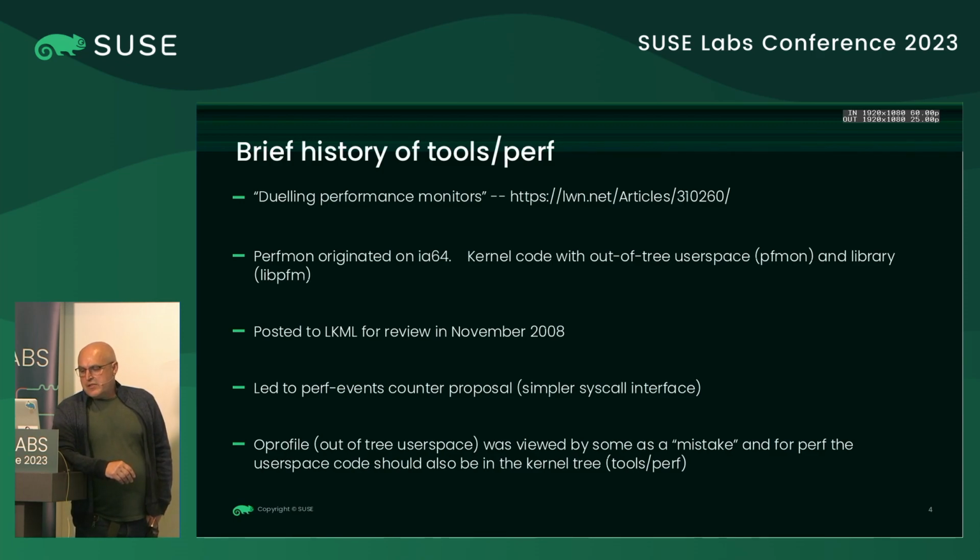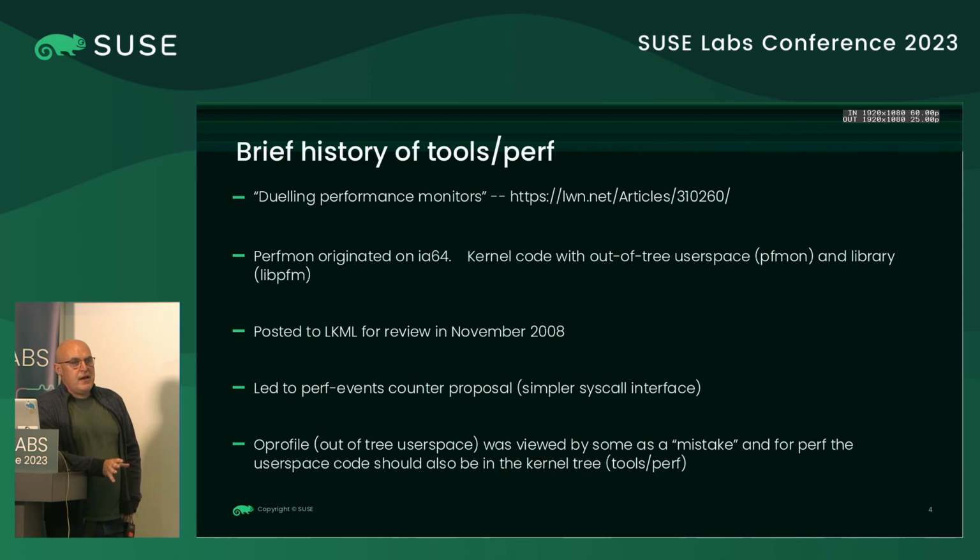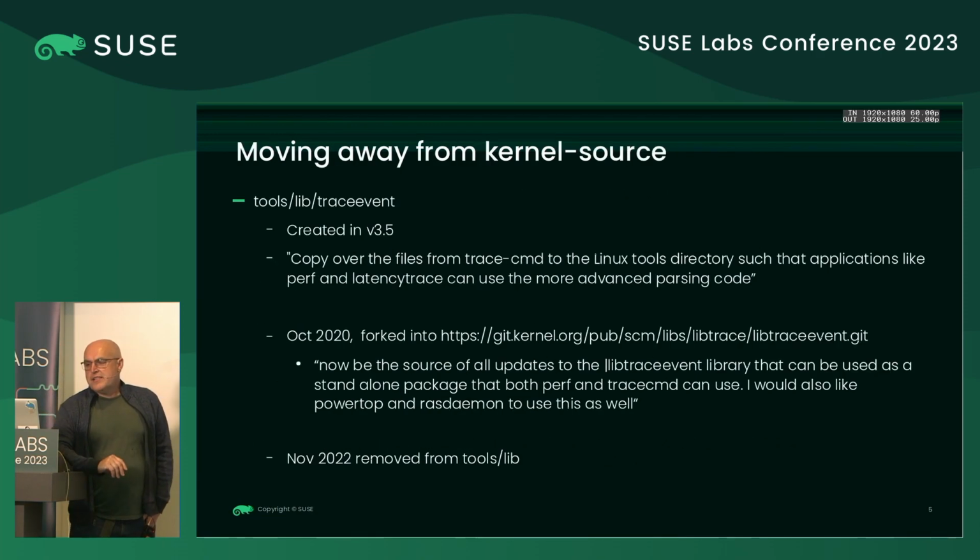And the thing that's important is that before all of this, OProfile was the main profiler that was available, and it was completely out-of-tree user space. That was regarded as a bad idea, and they wanted to bring that code into the kernel tree. So that's how the tools tree came to be, to bring the user space component matching the kernel component into the tree. Since then, there's been a slight reversal.